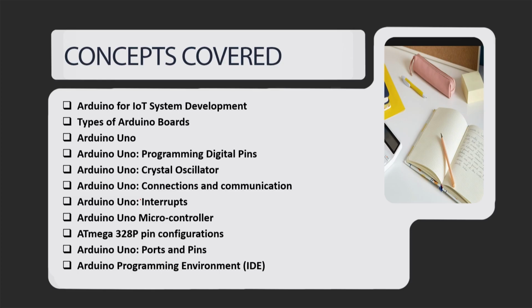Then we will talk about the different components of it, like the programmable digital pins, crystal oscillators, the connections and communications that can happen, interrupts. Then we will talk about the microcontroller within Arduino Uno, which is the ATmega328P, and for the P we will talk about its pin configurations. We will talk about the different ports and pins in detail, and finally we will just introduce the Arduino programming environment, and then we will do that in detail in part 2.